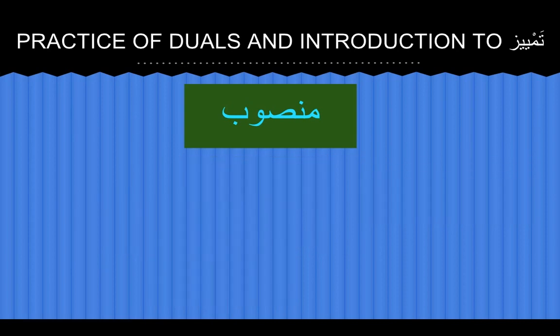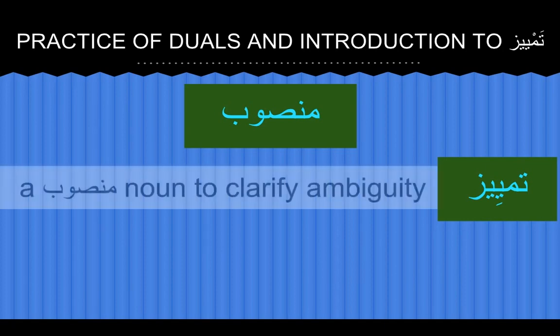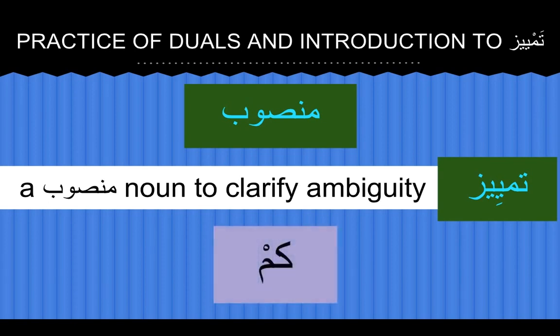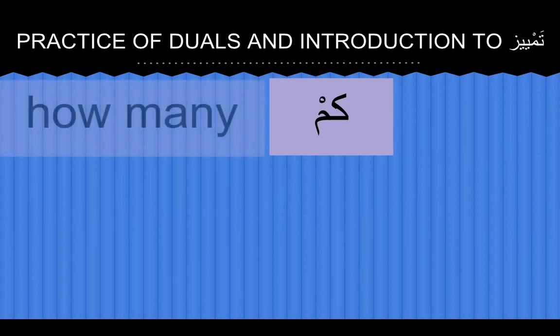So today, inshallah, we're going to learn a new mansoob called tamyiz. So what is tamyiz? Tamyiz is a mansoob noun which clarifies when there is a doubt, and most of the time it comes after kam. Most of the time it comes after kam. So what is kam? Kam means how many. So if you are asking how many, we need to know how many of what. So you need more clarity. There's some ambiguity, some confusion.